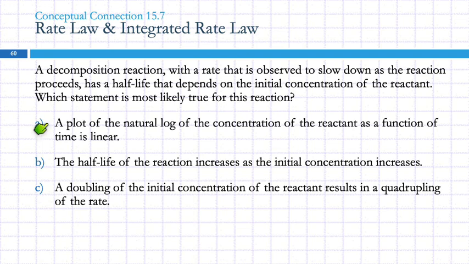Now let's look at the choices. A plot of the natural log as a function of time is linear. The half-life increases as the initial concentration increases. A doubling of the initial concentration results in a quadrupling of the rate. Well, if we didn't know that it was second order, that would be tough. So this is a second order reaction. And C says if we double the concentration, we get a quadruple in the rate. The change in concentration gets squared. So that is the correct answer.